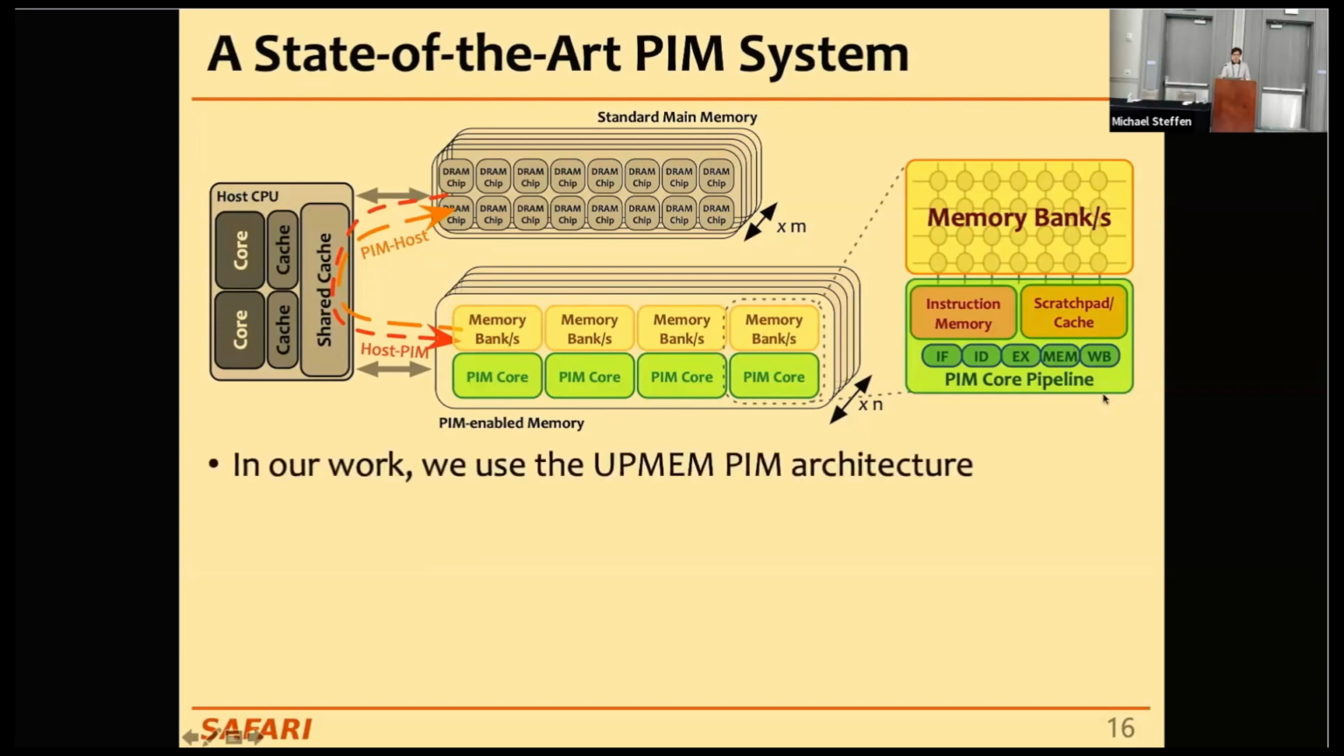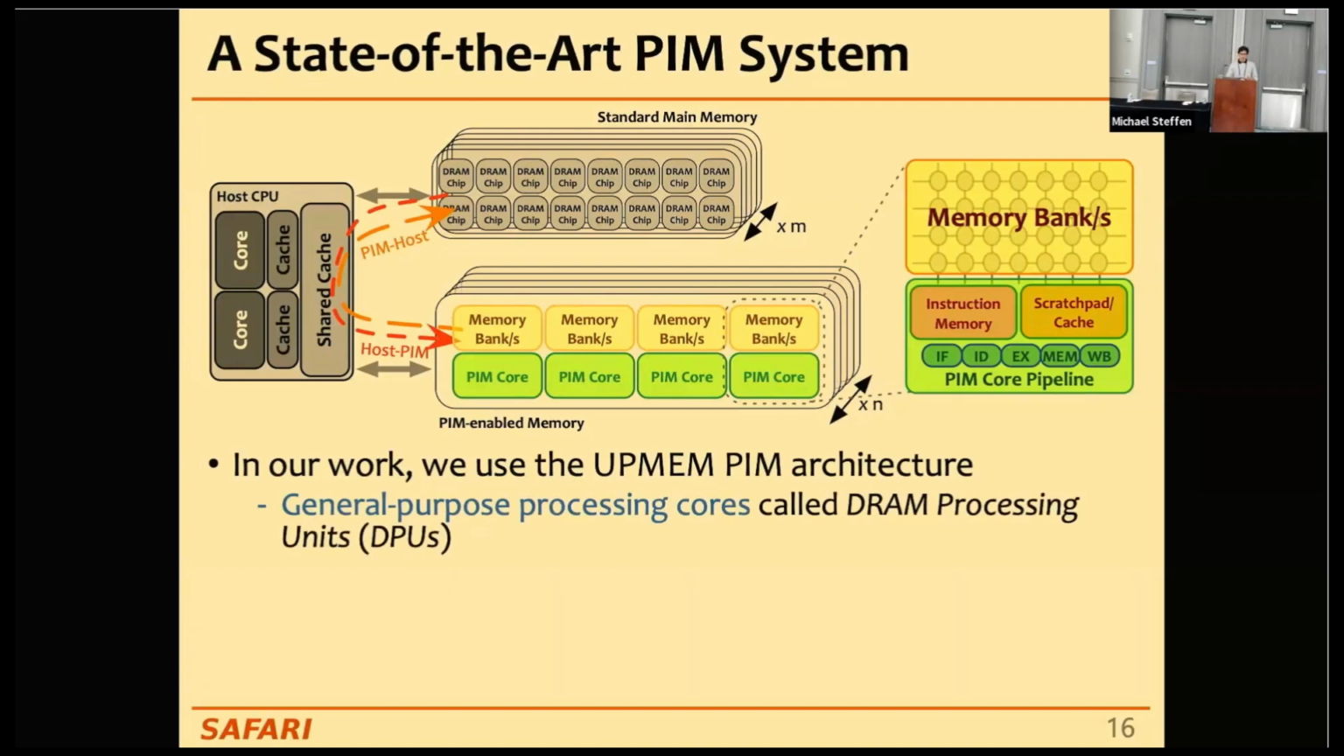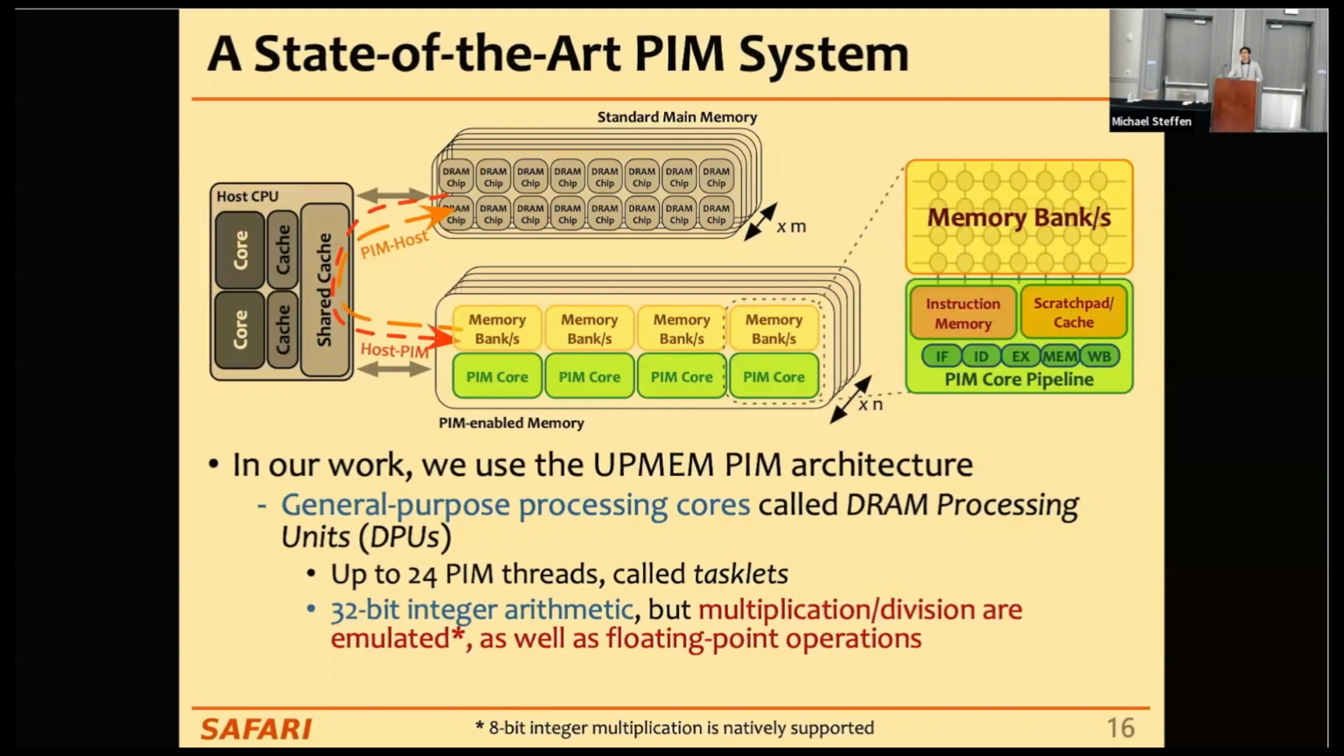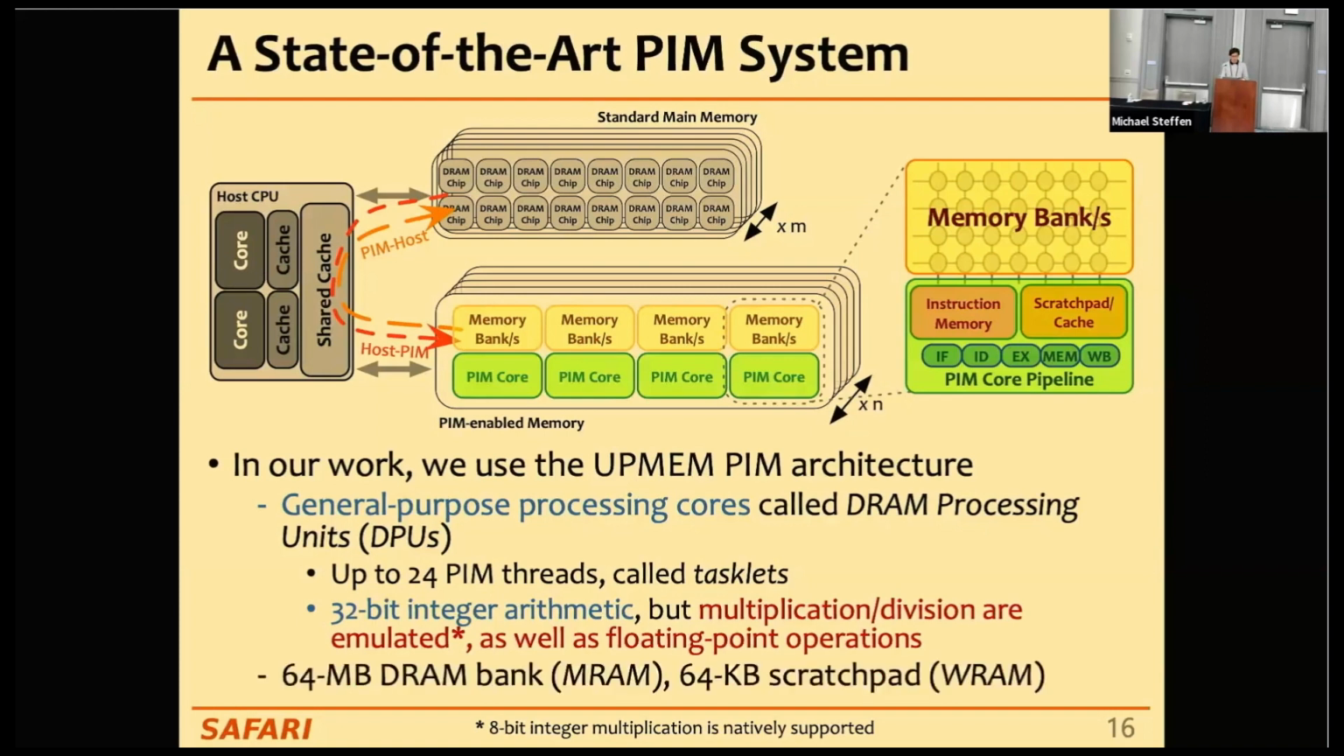In our work, as I said earlier, we are going to use the UPMEM PIM architecture. This one uses PIM cores that are general purpose processing cores called DRAM processing units, or DPUs, and they run up to 24 PIM threads that are called tasklets. They support 32-bit integer arithmetic, but multiplication and division are not supported natively. They are emulated, same as floating point operations. The good thing is that this is not important for the workloads that we are targeting in this specific work.